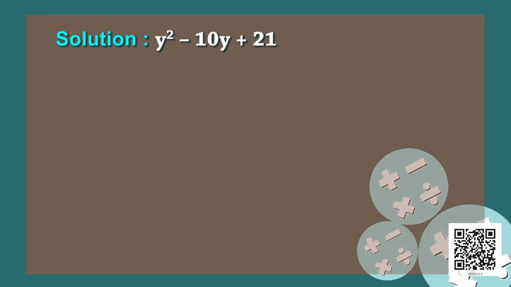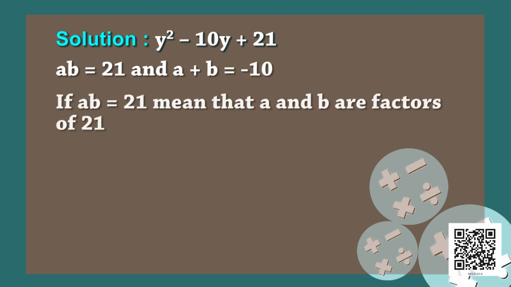Consider the given expression y square minus 10y plus 21. Again, by comparing the right hand side of the identity 4 with this expression, we find a into b is equal to 21 and a plus b is equal to minus 10. If a b is equal to 21, it means that a and b are factors of 21.